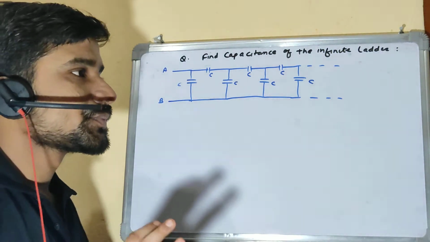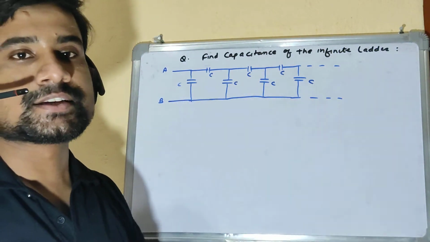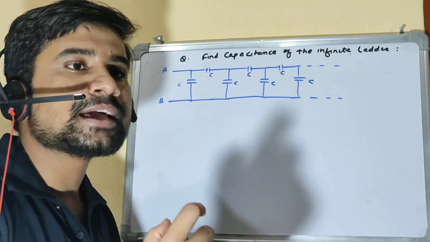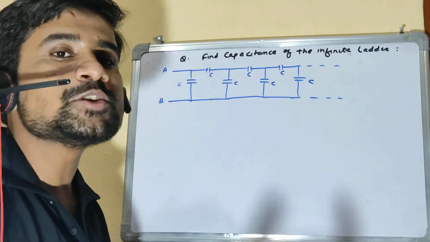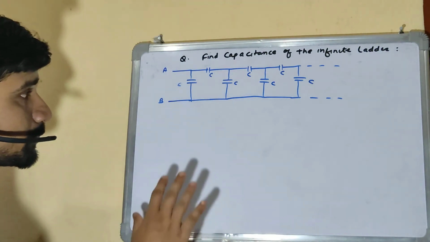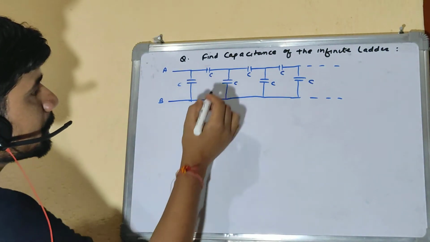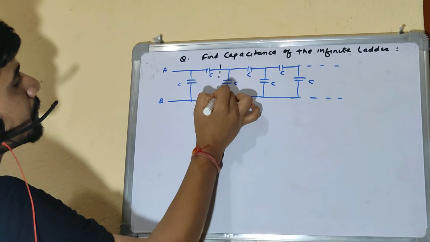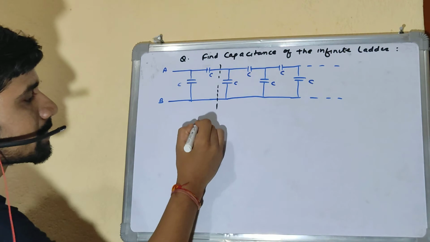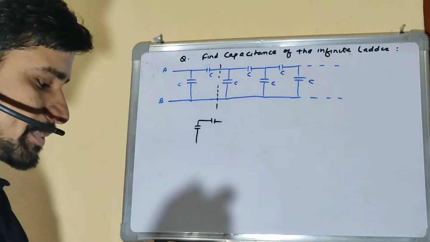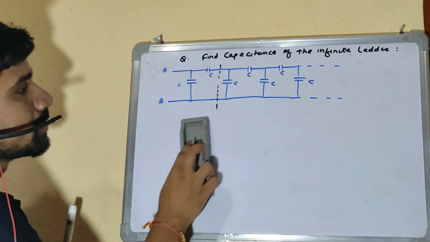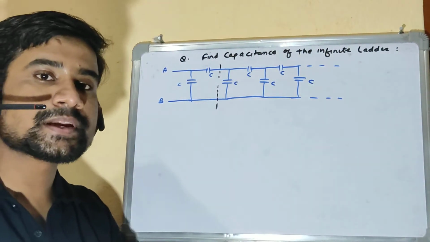So how to approach this type of problem? Since this is an infinite circuit, we need to find from which point the repetition starts, like which pattern is repeating infinitely. We need to find that pattern first. So if I make a marker over here, you see that this particular pattern is repeating again and again and again in the same manner. I have identified the pattern which is repeating infinitely.